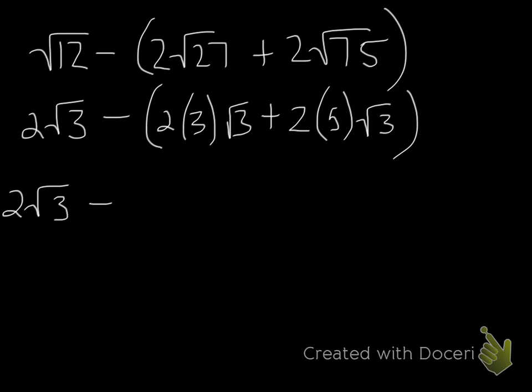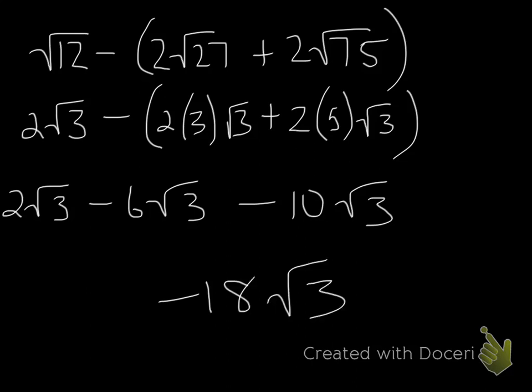Apply the negative to both terms inside the bracket. Simplify these coefficients. Collect like objects. 2 minus 6 minus 10. Negative 18 root 3.